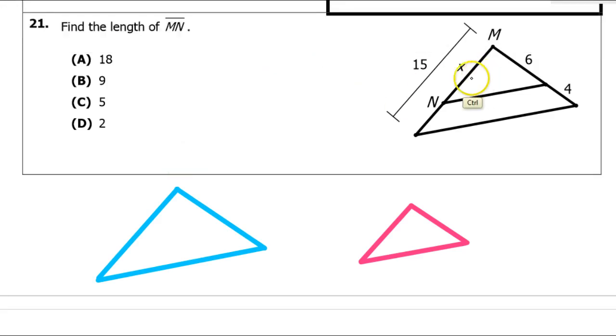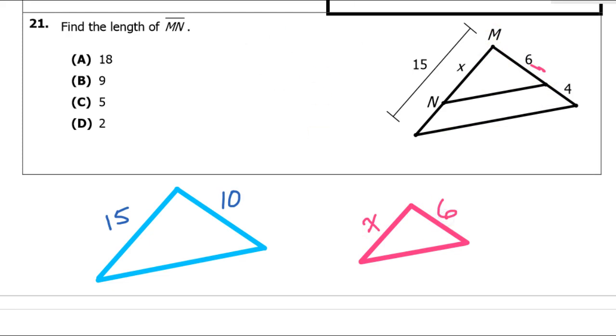Instead, I'll just say this. This side of the triangle is 15, because that's the full side over here. This side of the triangle right here is going to be 10, because it's 6 plus 4. We don't know what the bottom side of this triangle is. Now on the small triangle, on the left I have x, and on the right I have 6.